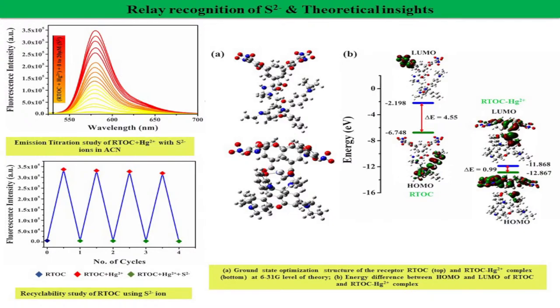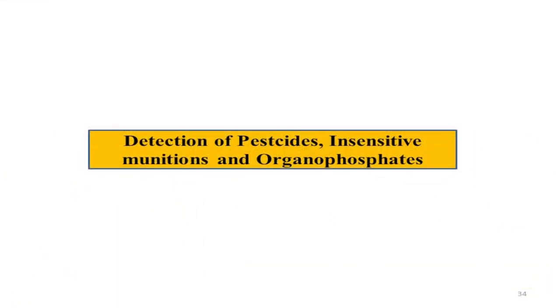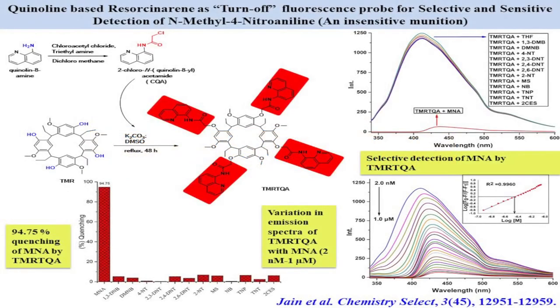Now, detection of pesticides, insensitive munition, and organophosphates. Pesticides we all know. Insensitive munition is nothing but N-methyl 4-nitroaniline, an additive used in explosives. This is the resorcinarene derivative, the tetramethoxy resorcinarene tetraquinoline acetamide. You see, among so many nitroaromatic compounds, it senses only N-methyl 4-nitroaniline, an insensitive munition, by means of fluorescence quenching. See, 94.75% quenching is there, and it is selective for MNA, which is nothing but an insensitive munition.